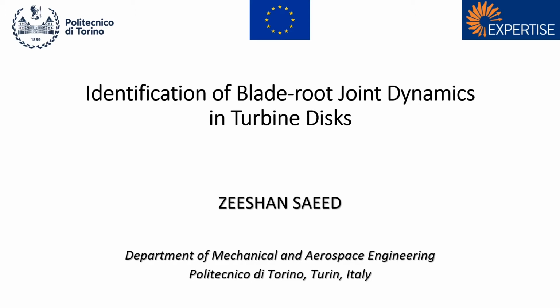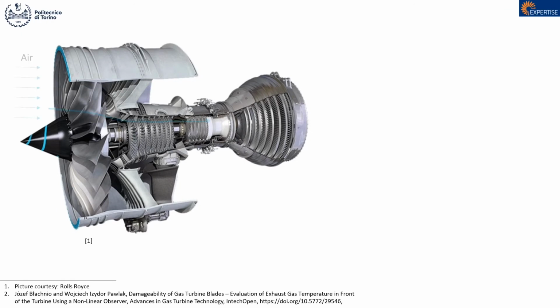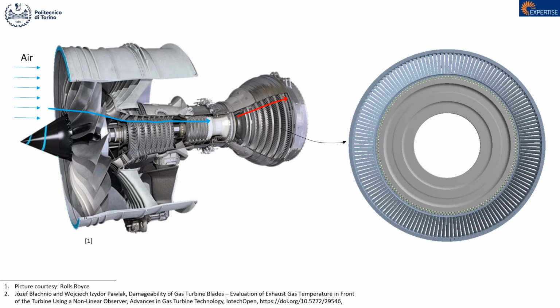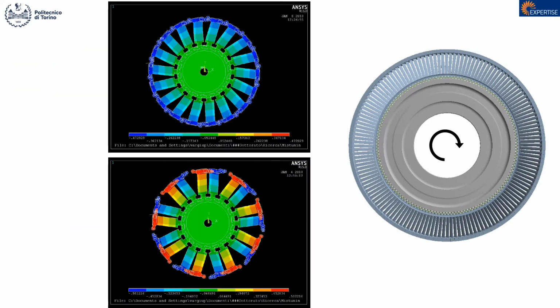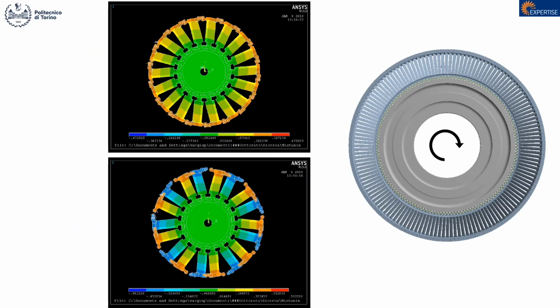I am going to talk about my research in this video, which is related to identification of joint dynamics in mechanically assembled structures, particularly bladed discs found in aero engines or gas turbines. The bladed discs are rotating components which add or extract energy to or from the surrounding fluid. They are susceptible to premature failures if their vibration amplitudes go too high. Designers and researchers are always looking for methods to make them reliable.